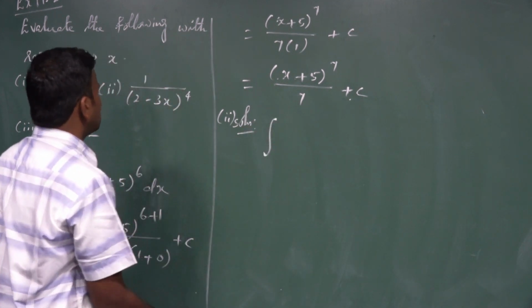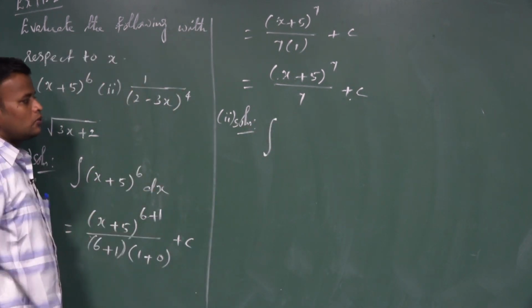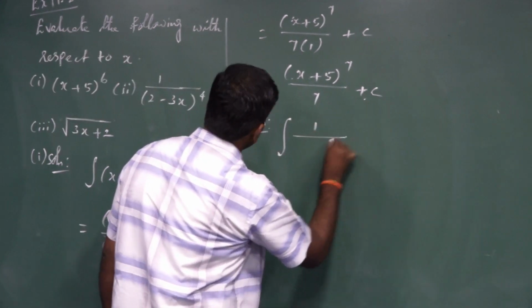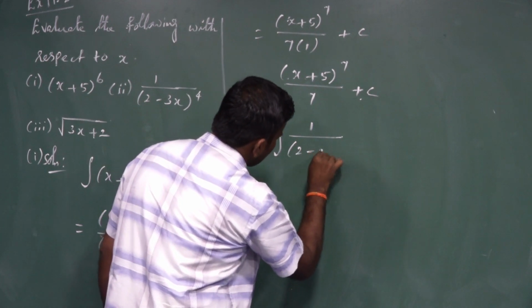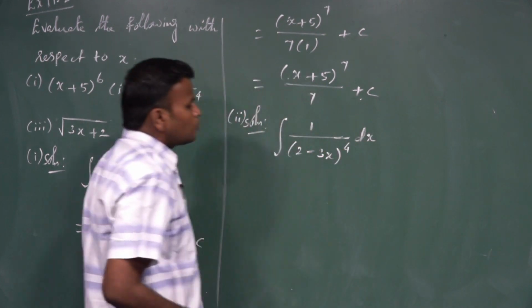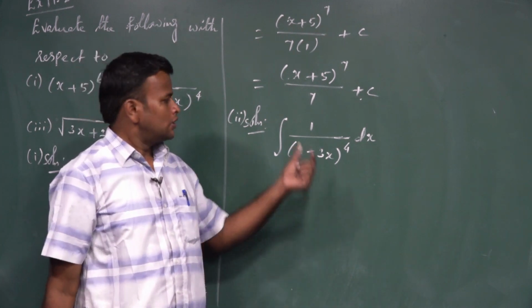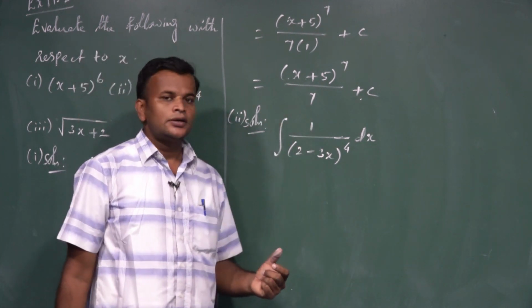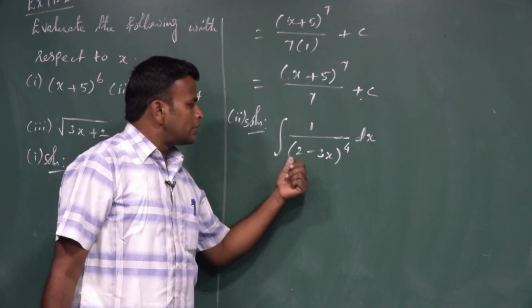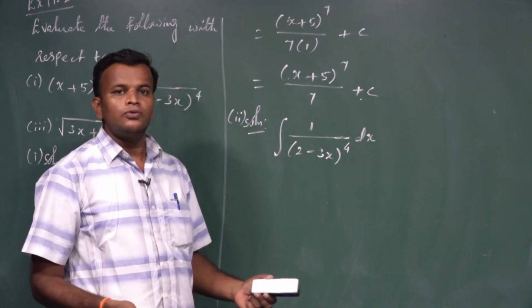Integrating 1 divided by (2 minus 3x) whole power 4. It's not only x here. Suppose just 1 by x: the integrating of 1 by x is log modulus x. But for 1 divided by (2 minus 3x) whole power 4, we integrate differently.